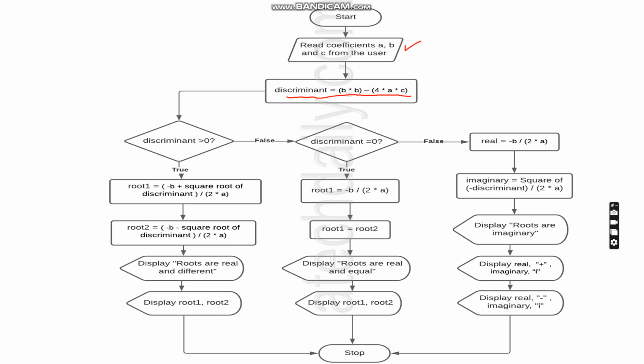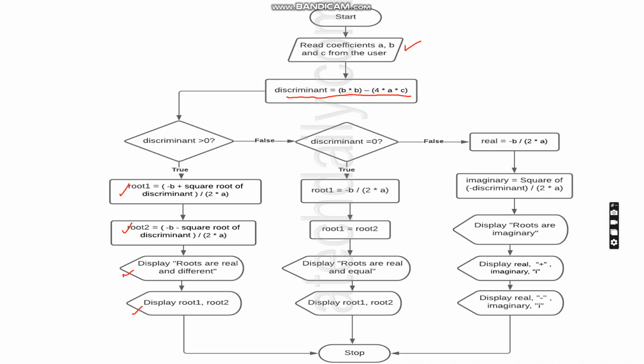The first condition is the discriminant is greater than 0. Whenever it is true, we have to calculate root 1 and root 2. Root 1 is minus b plus square root of discriminant by 2, and the second root is minus b minus square root of discriminant by 2. After that, we display the roots are real and different. Finally, we display root 1 and root 2. After that, we go to the stop.